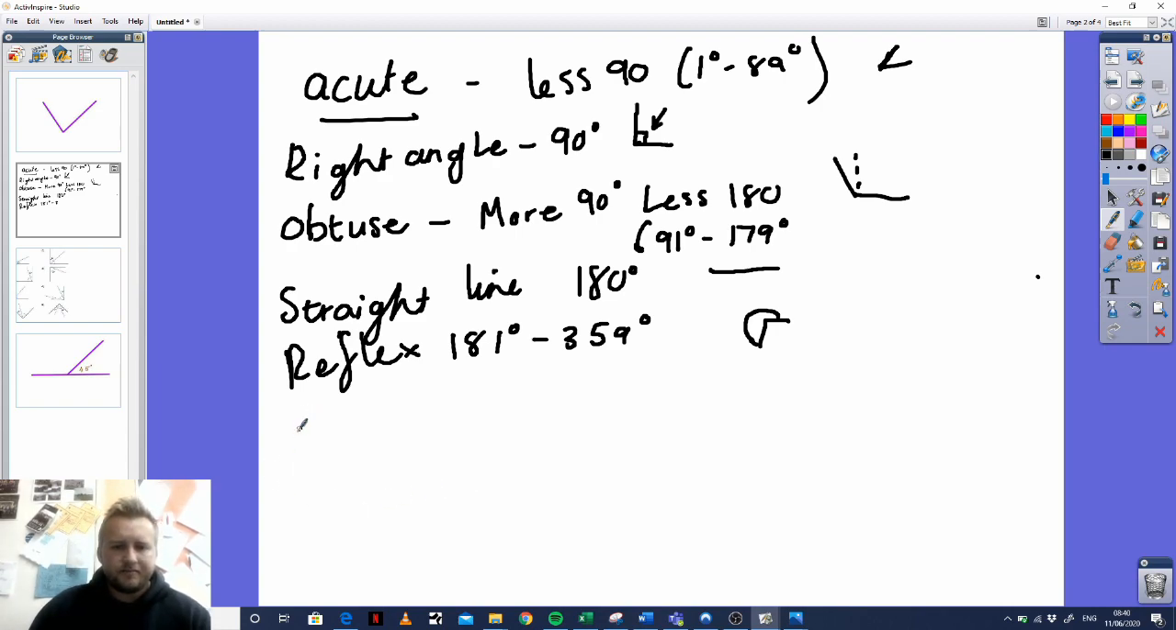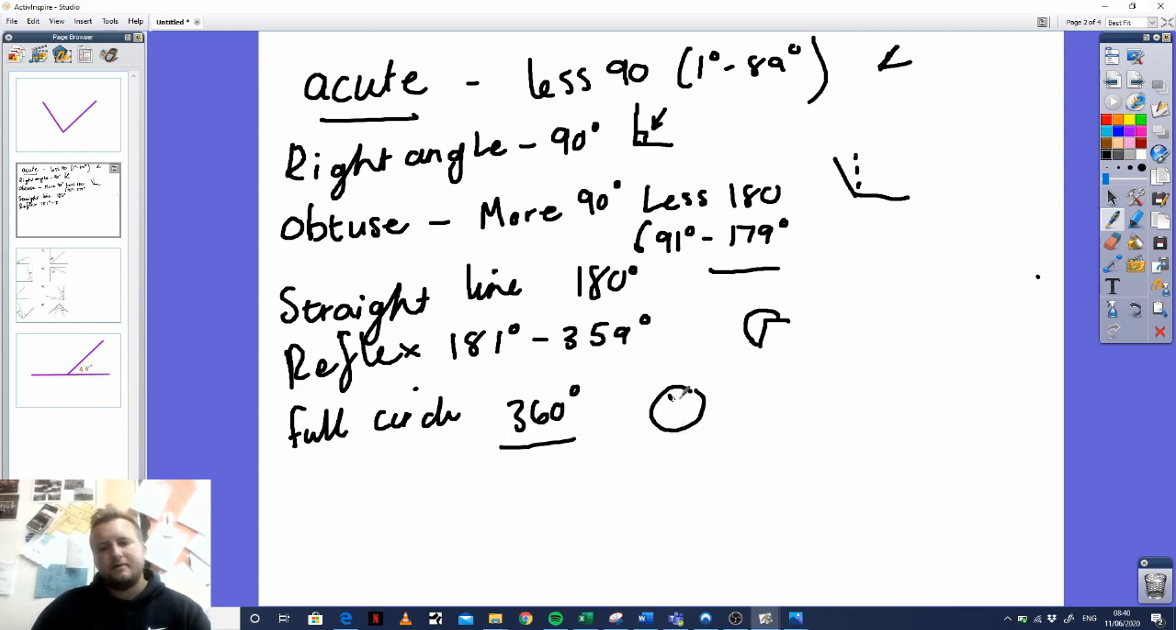Then you've got, finally, a full circle, which is 360 degrees, which just goes all the way around. And he has a smiley face as well. So those are all the angles. If you had this up and you put this on pause, you'd be able to do all of the questions that are in the worksheet below.